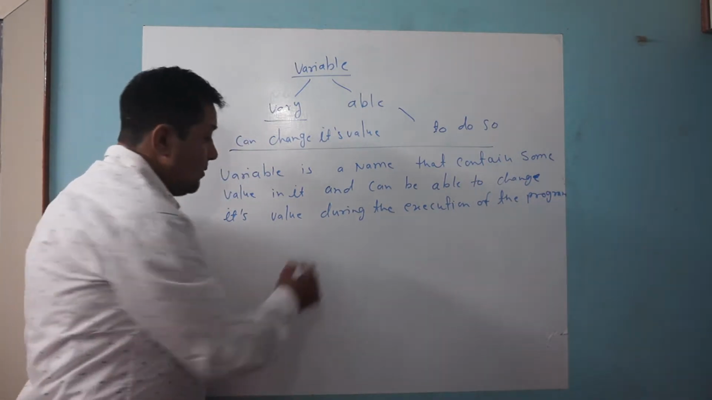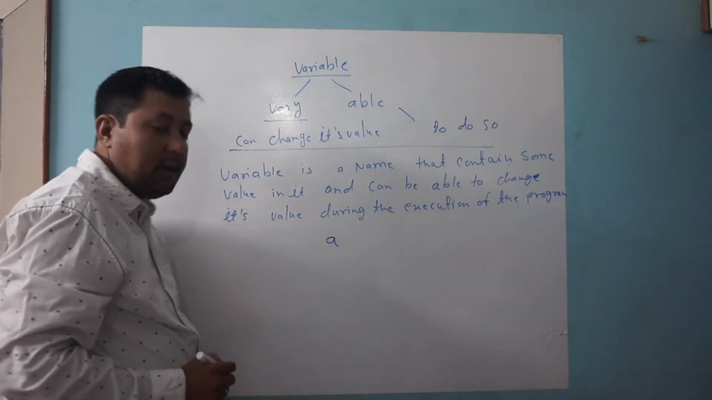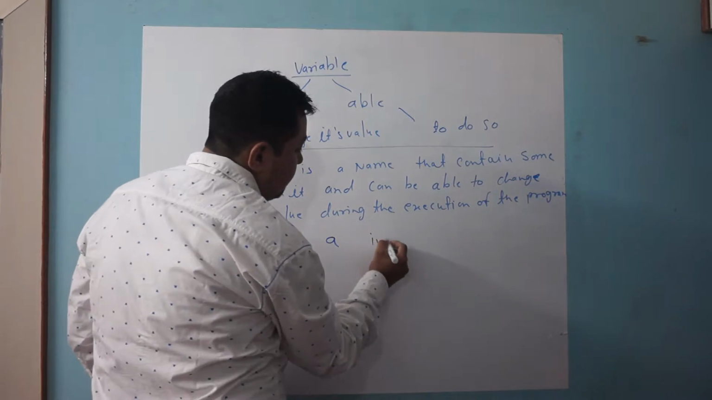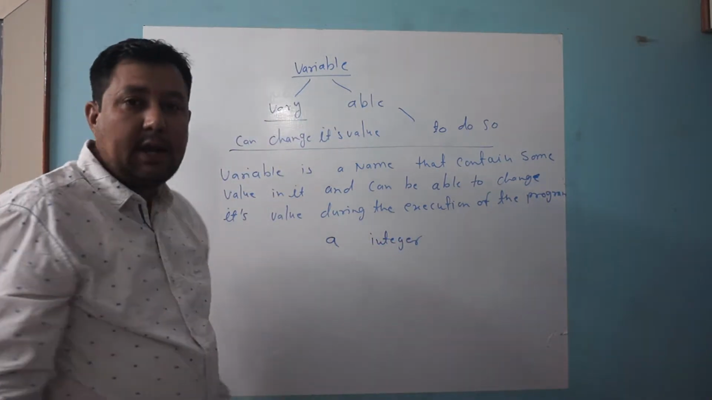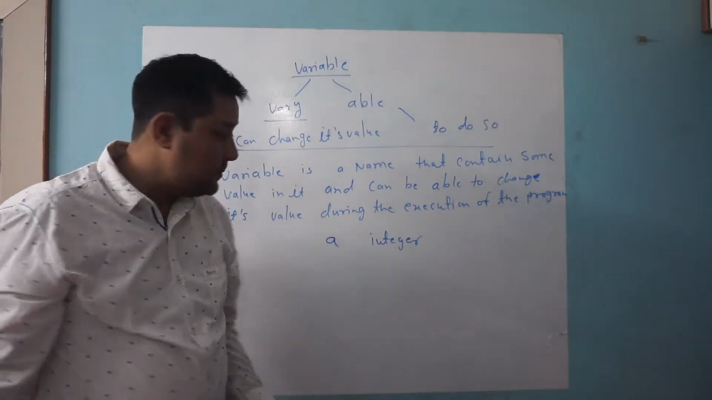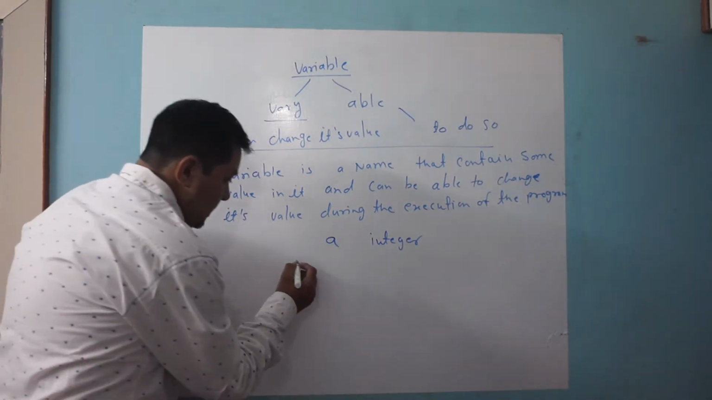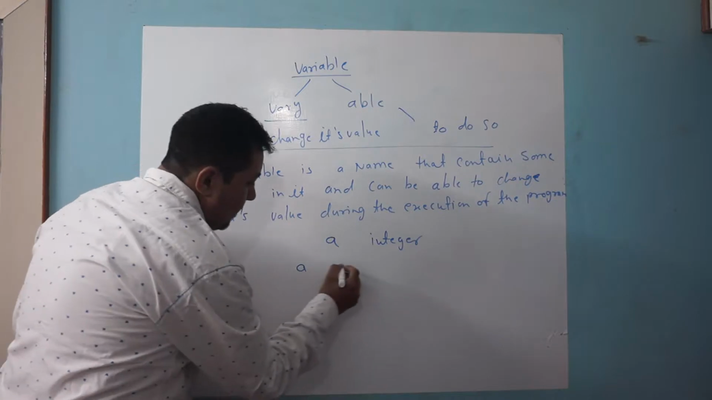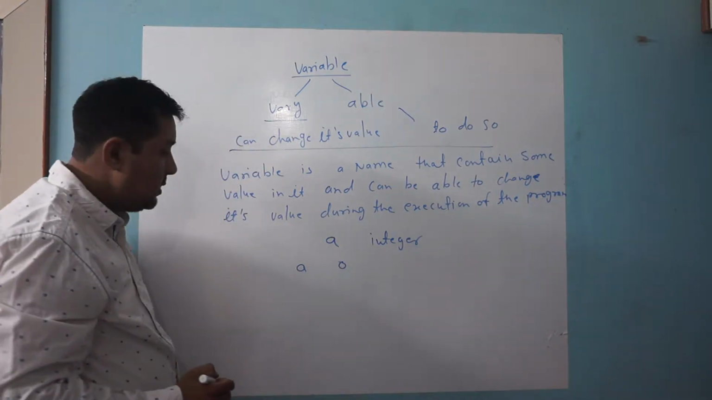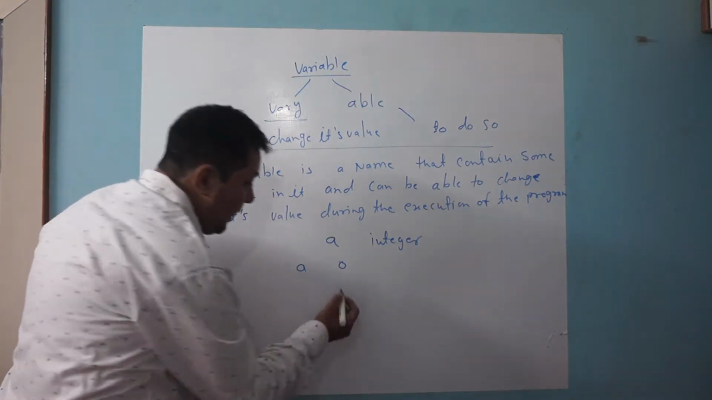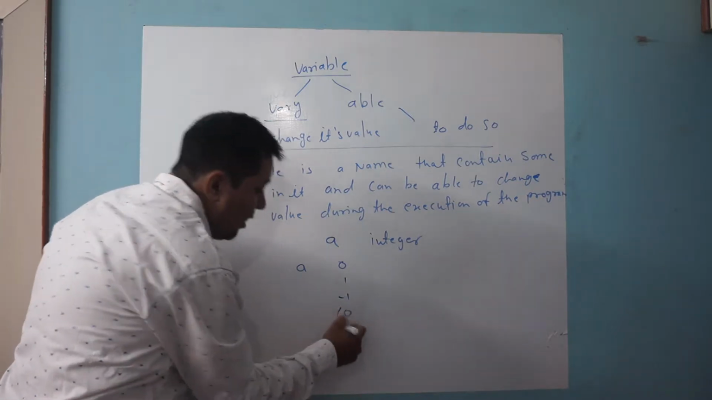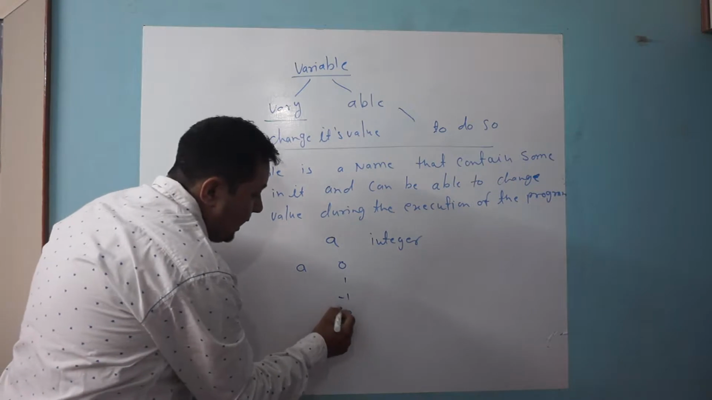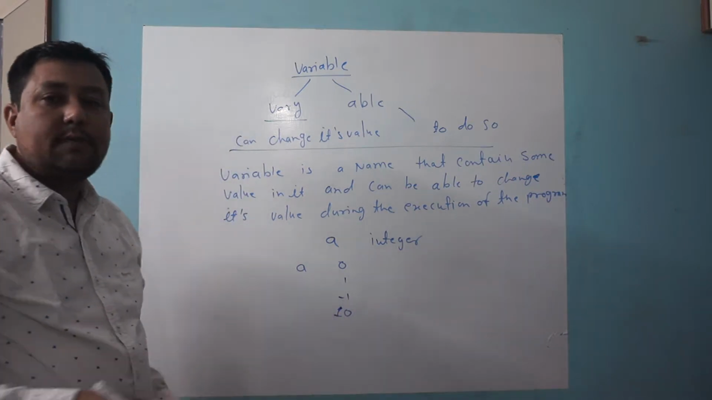If I say A is a variable of type integer, that means A can contain certain integer values. Somewhere A can contain value 0. After some time it can be 1, it can be -1, it can be 10, or can be any kind of value during the execution of the program.